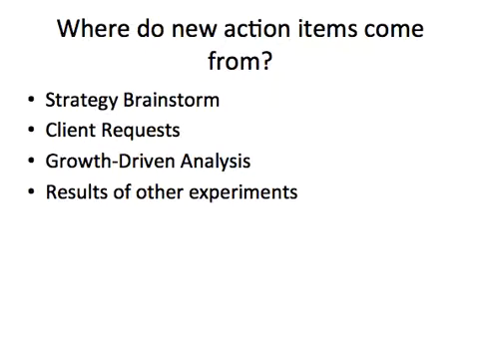So just to reiterate here, where do new action items come from? They come from the strategy brainstorm, they come from client requests, they come from growth-driven analysis, and they come from results of other experiments where it gives you ideas as you look at those results. So that concludes the wish list and action item cards training.